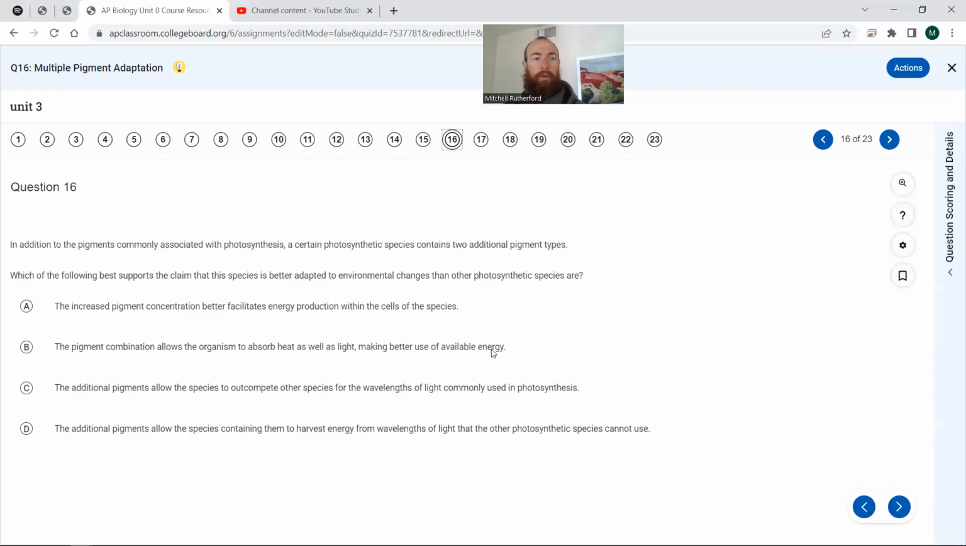Okay. So which of the following best? We've got to underline the word best because we're going to find some correct answers here. We want to find the best one. A, the increased pigment concentration better facilitates energy production within the cell. It's not the concentration of the pigment. There's just different pigments. So I don't love A to begin with. B, the pigment combination. There we go. Different pigments allows the organism to absorb heat as well as light.